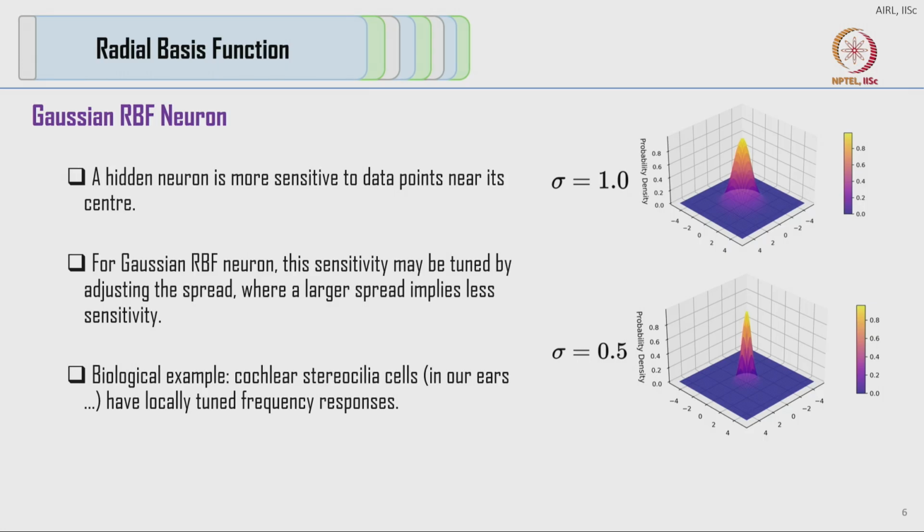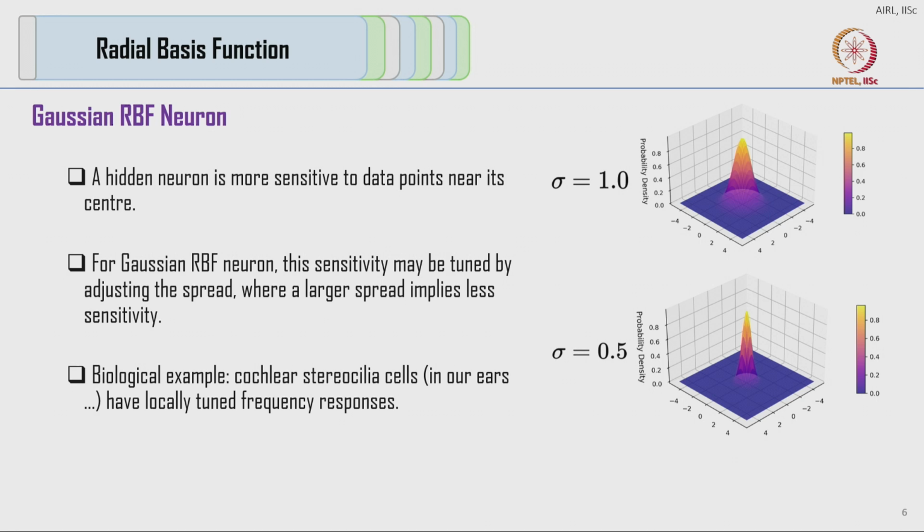Now, one needs to understand what will happen if sigma is larger or smaller, right? If you look at it, the hidden neuron is sensitive to the data point nearest to its center, right? If your sample is closer to mu, it will produce a maximum output. If the sample is far away from this center, the output becomes 0, right? Now, let us say if sigma is 1, how does the distribution look? If sigma is 0.5, how does the distribution change, right?